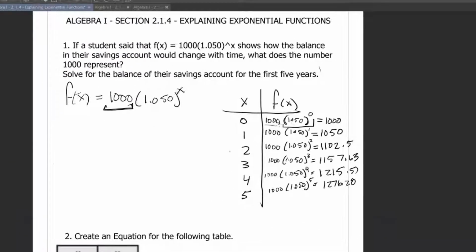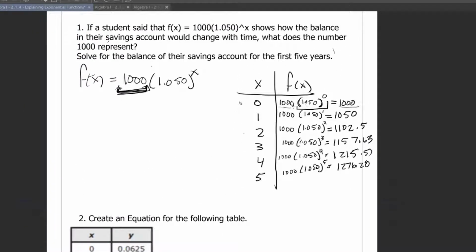The initial part was just making sense of the question. It's saying that if a student said this equation shows the balance in their savings account, how the balance would change with time, what does this initial value represent? Since t equals 0 is them setting up the savings account, there has to be some initial money in it to gain interest. This would be the initial money that they put in, as we see at t equals 0. So no time has passed. This is the amount in their savings account. Thus, that's the amount the student put in initially.